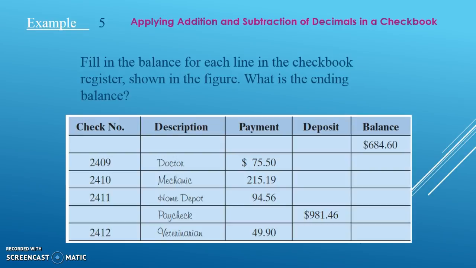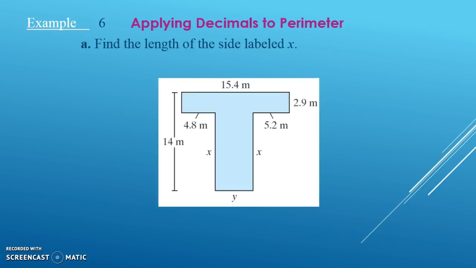Let's take a look at another one. This is a geometry type of an example. We are finding perimeter. So perimeter is the distance around an object. So in this case, the distance around would be found by adding all those lengths together.